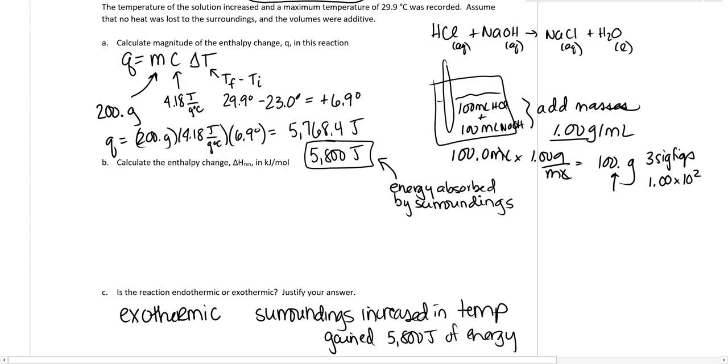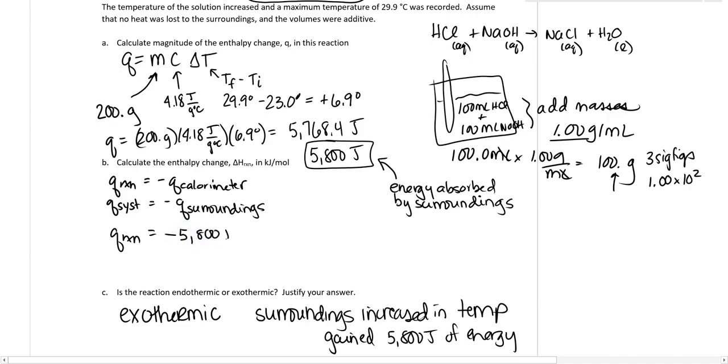And if I skip up here, if the surroundings gained 5,800 joules of energy, that means the reaction released that much energy. That's where we have this equation that we saw in the notes, where it says Q reaction is negative Q of the calorimeter. So the Q of the system that we are trying to observe is going to be equal in magnitude but opposite in sign to the change in the surroundings. So if the surroundings gained 5,800 joules of energy, our reaction gave off that much energy. So our reaction lost that much energy.